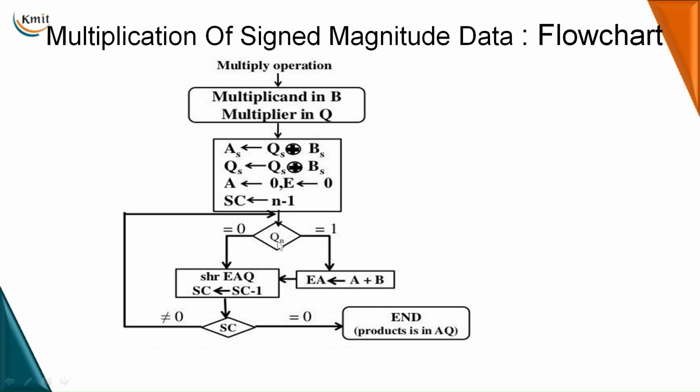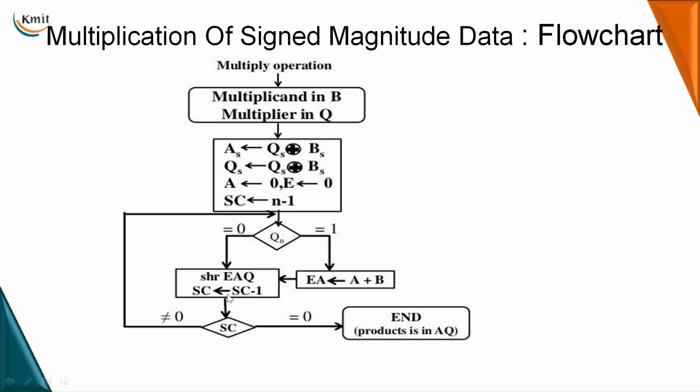At the same time, if the Qn bit is equal to 1, you have to perform an addition operation on the contents of register A and B, and the result is stored in E and A register. E flip-flop stores the carry bit, and A stores your sum. And after performing an addition, you have to again perform a shift right operation on the contents of E, A and Q and decrement the sequence counter by 1.